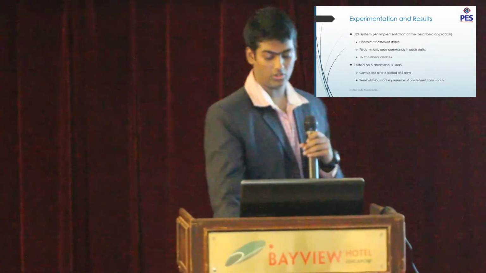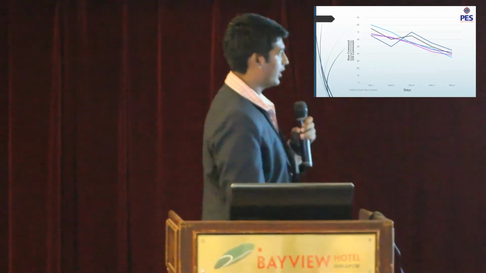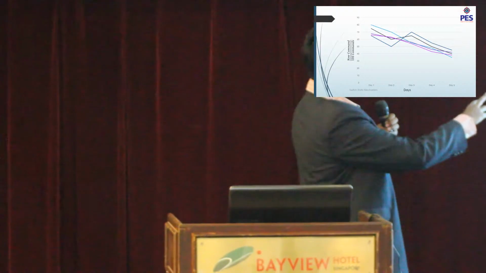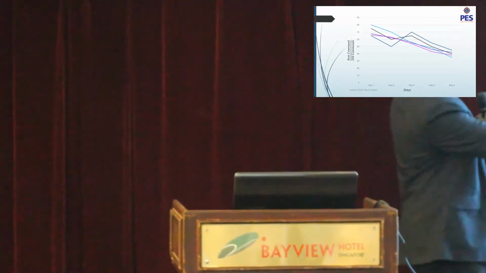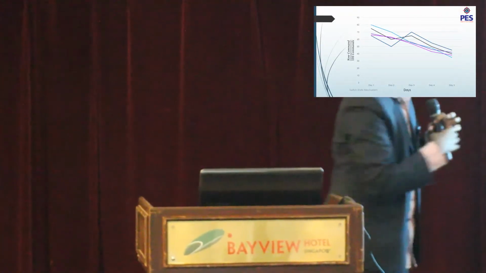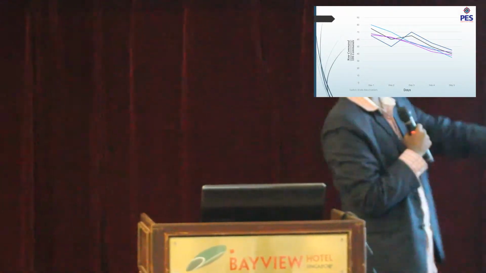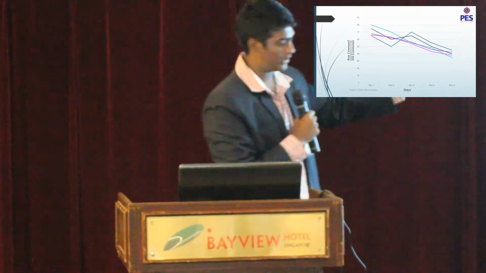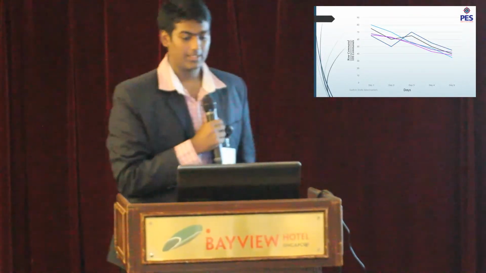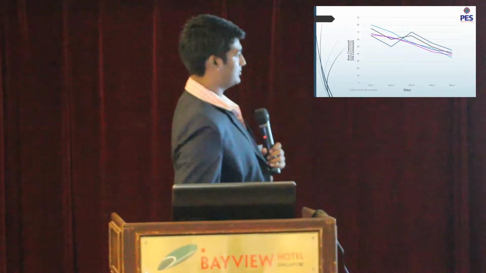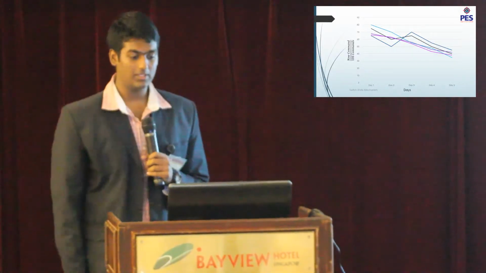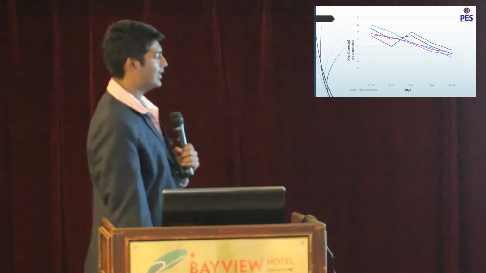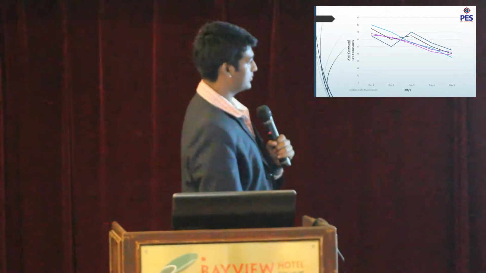This was tested on 5 anonymous users who were oblivious to the fact that they were being tested. As you can see, the graph's x-axis is days. It says day 1, day 2, day 3, day 4. So we tested them for 5 days. And on the y-axis, you have the new commands for every 100 commands that they have spoken. On average, there are about 70 to 75 new commands that they speak for every 100 commands. That's during day 1, and that was a hideous result.